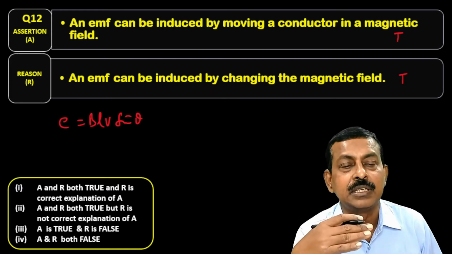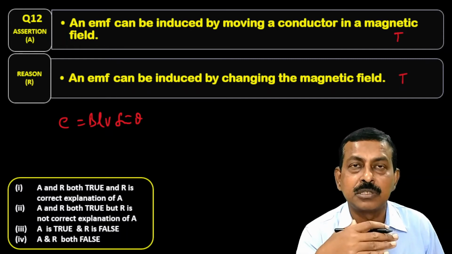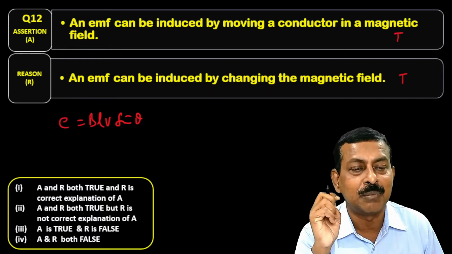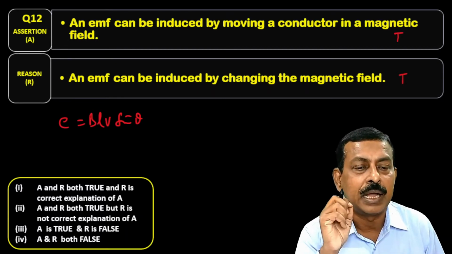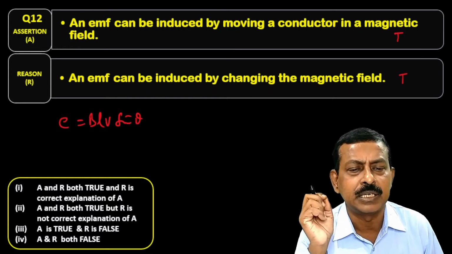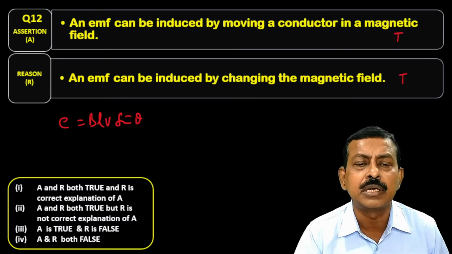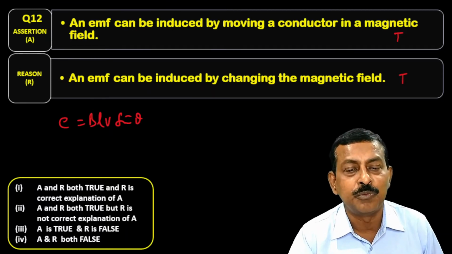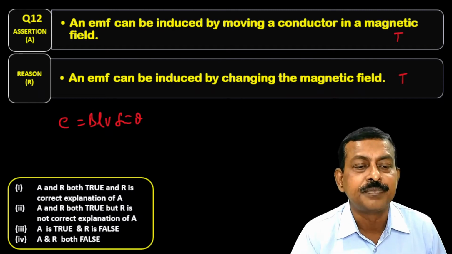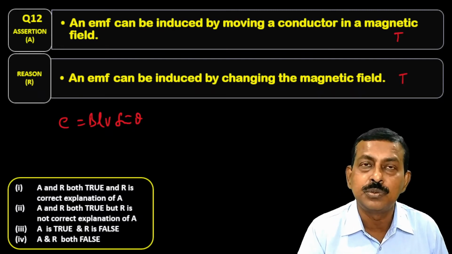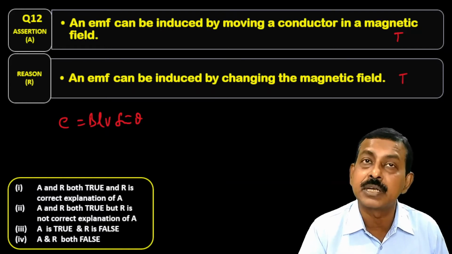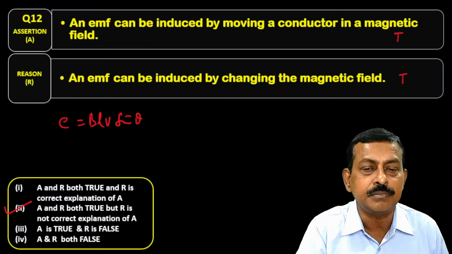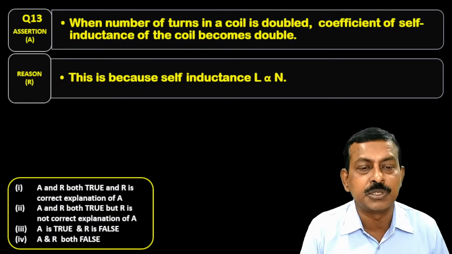Now let's just see whether the first option is correct or the second one. The assertion says an EMF can be induced by moving a coil in a magnetic field, because an EMF can be induced by changing the magnetic field. Now this is not explaining why the EMF can be induced by moving a coil in a magnetic field. So assertion is true, reason is true, but reason is not the correct explanation. So the second one is the correct option. Let's take the next question.